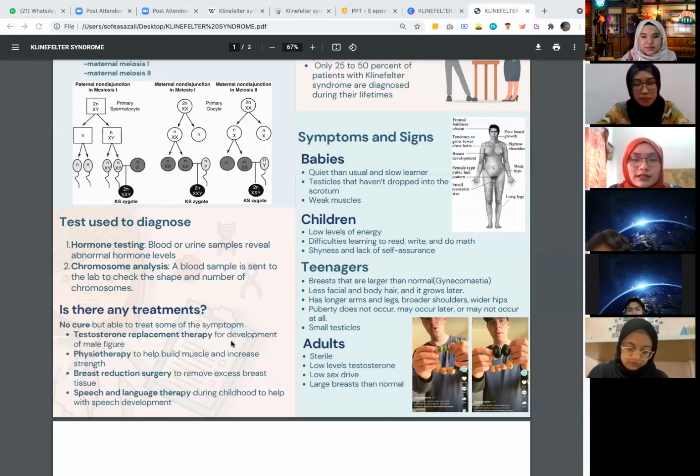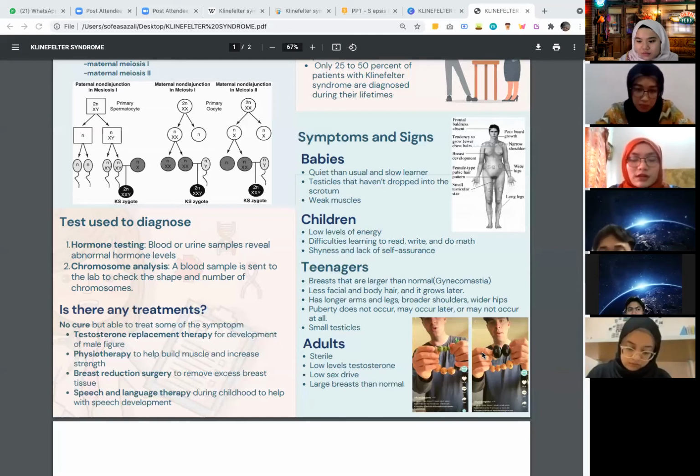Our next one is less facial and body hair, and it grows later. And also they have longer arms and legs, broader shoulders, and wider hips. And puberty does not occur, may occur later, or may not occur at all because the testicles do not release the specific hormone. And also they have small testicles. As you can see in the picture, the green one is the testicles that occur in Klinefelter syndrome, but the black one is the normal testicles for a normal male.